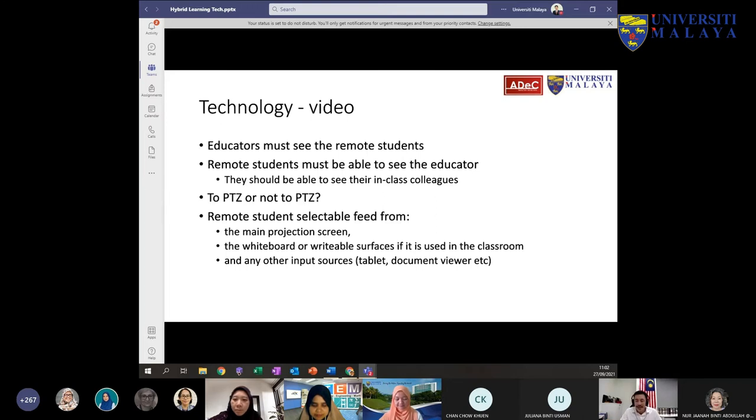Okay. And then we also need to remember that especially the remote students, they should be able to see the projection screen clearly. So in screen sharing, then it's okay. But they should also be able to see the whiteboard or any writable surface, okay? And any other input sources. So that means if the lecturer uses a document viewer, for example, so sometimes people bring documents, isn't it? Use the document viewer. So they should be able to choose from those different input sources.